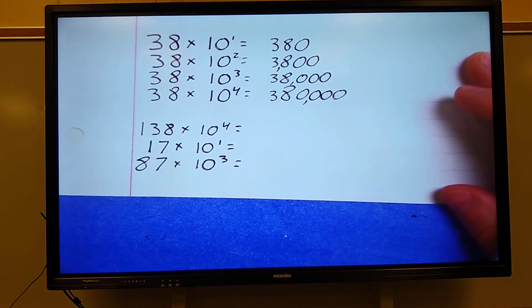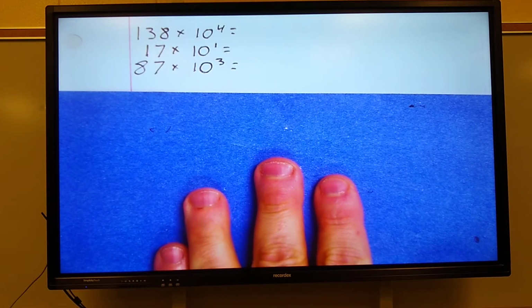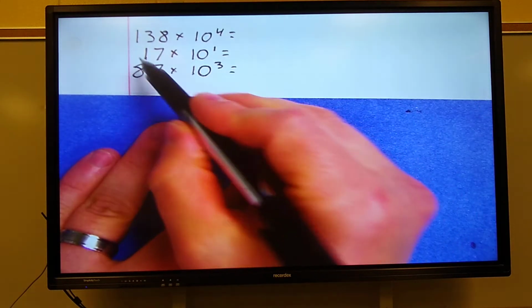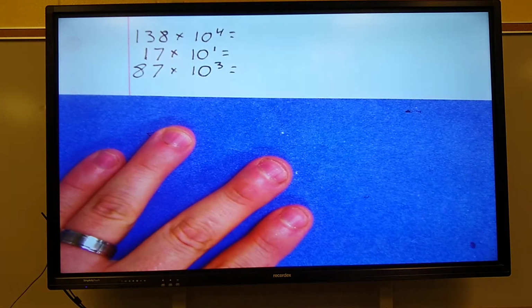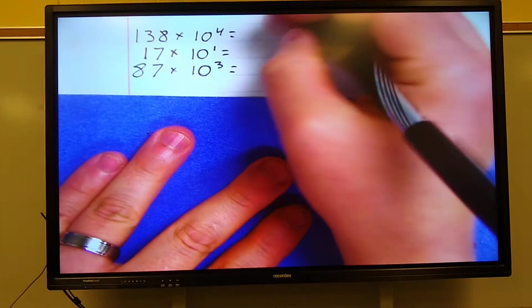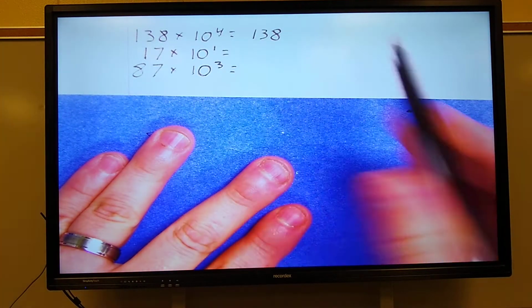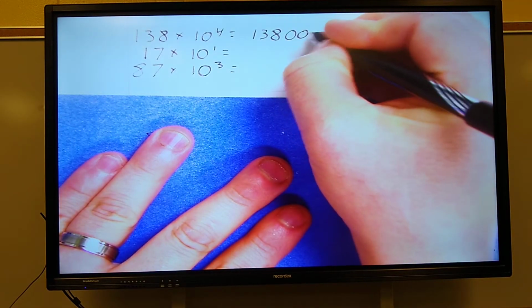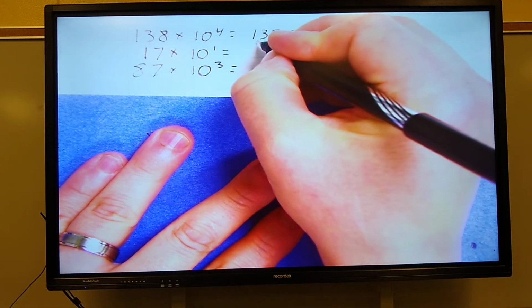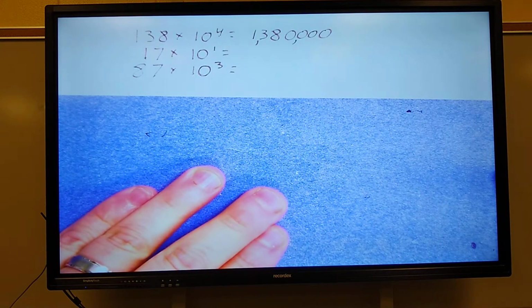All right, now, these are all mixed up. Solve those 3 problems. Pause the video. All right, let's see how bad you did. I mean good. 138 times 10 to the fourth power. I know 138 is going to be in my answer. This tells me how many zeros to put. 4 of them. 1, 2, 3, 4. 1,380,000.